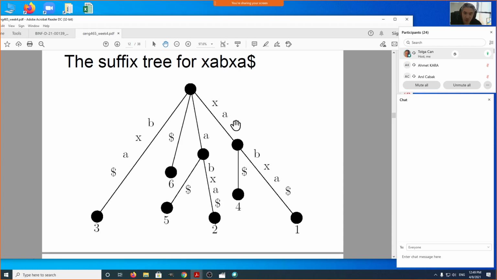But if we try to add, for example, XB to this partially constructed suffix tree, the mismatch is going to occur in the middle of an edge. At this point, we have to break this edge into two parts, X, with one part going towards A and the other going towards B. And this is where we introduce a new intermediate node during construction.